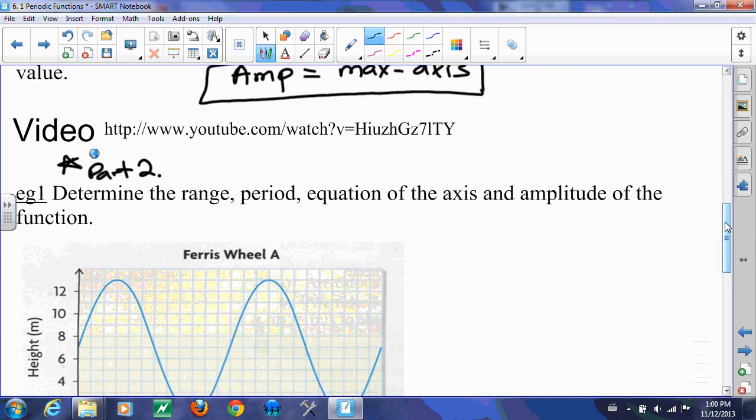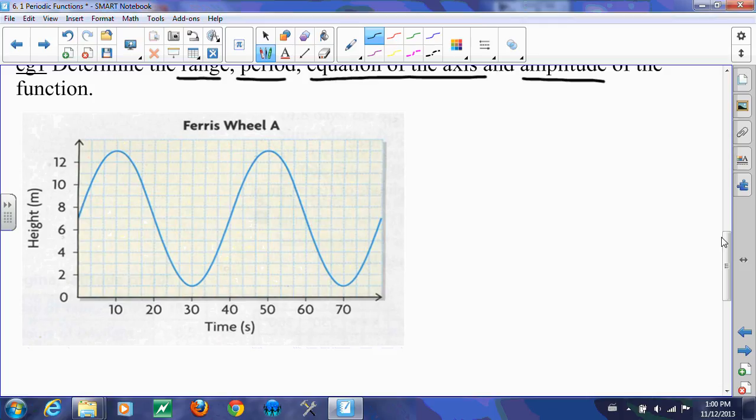All right, example 1. Determine the range, period, equation of axis, and amplitude of the function. So here's a different example of a Ferris wheel. It's not the exact same. Looking at this, the first thing I'm going to do is look for my maximum value. My maximum value here is 13. I'm going to look at my minimum value, and I have a minimum value of 1.